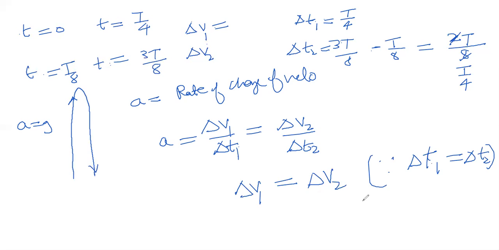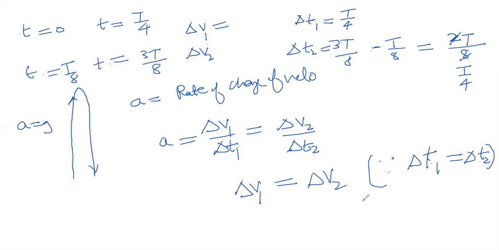The distance traveled from t is equal to 0 to t by 4 second is larger than the distance traveled from t is equal to t by 4 second to 3t by 4 second. We have to check this also. How do we check that? Any idea?